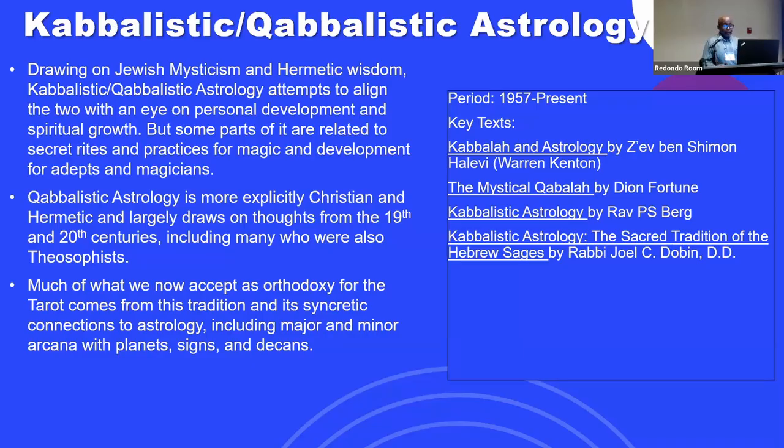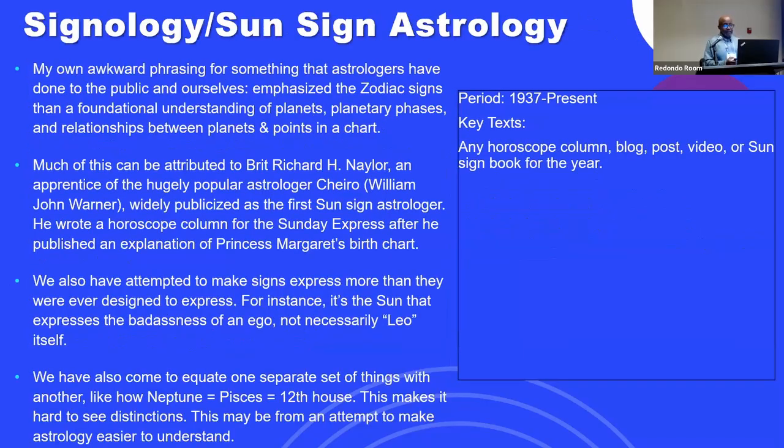I list on the right some of the key thinkers related to this, especially in terms of books, but you also could reference the Golden Dawn, Aleister Crowley, these particular folks to give you some sense of it. Last but not least is signology, sun sign astrology. That's my own awkward phrasing for something that astrologers have done to the public and ourselves. It emphasizes the zodiac signs and the foundational understanding of planets, planetary phases, and relationships between planets and points.